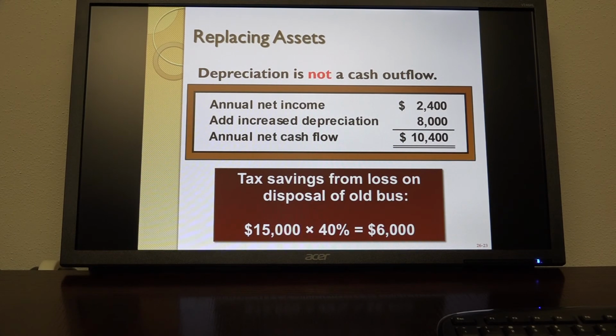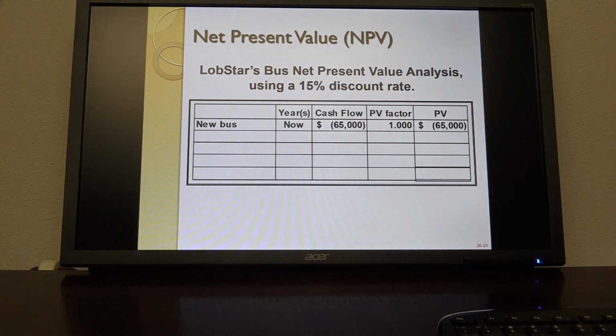So recall, depreciation is not a cash outflow. So just like we did at the very beginning of this chapter, we're going to add back to net income our increased depreciation to get annual net cash flow of $10,400. And so they take their cash outflow, the present value of the cash flow out as of today. That present value is the same as the cash outflow, $65,000.